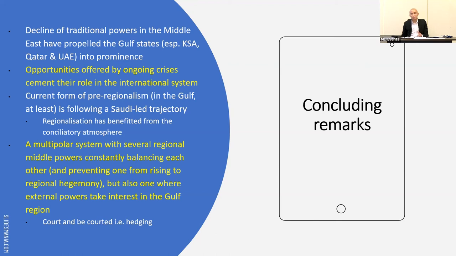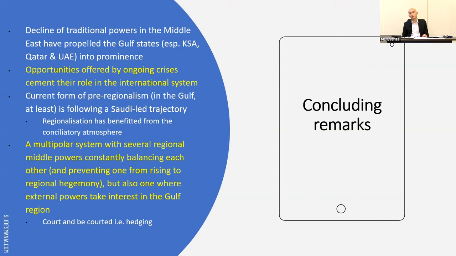And in terms of regionalism and regionalization, it's following a Saudi-led trajectory at the minute, because whatever or whoever the Saudis approach to foster closer relations, a few of the other Gulf states will follow suit. So in that sense, regionalization has benefited precisely because the Saudis have embarked on a really proactive and outward-looking foreign policy at the minute. How things will change next year, we have to see.